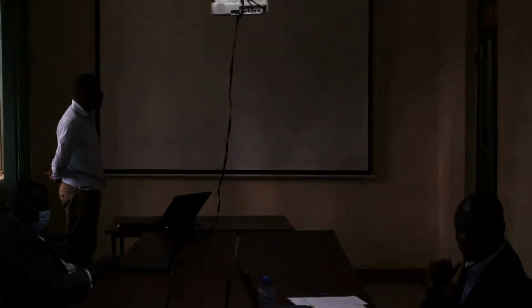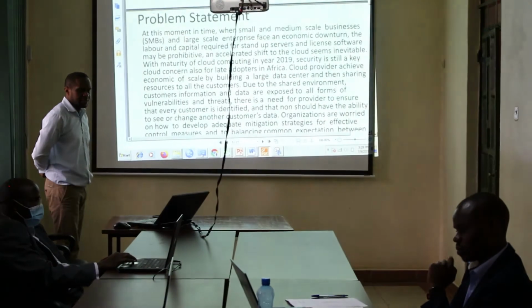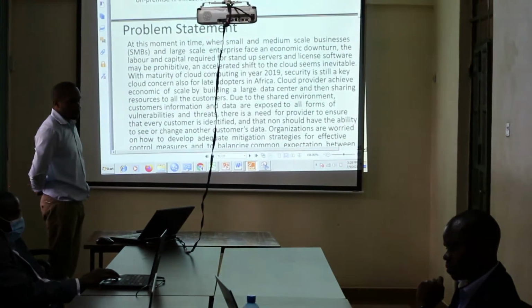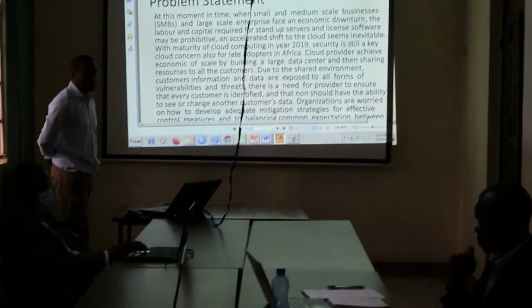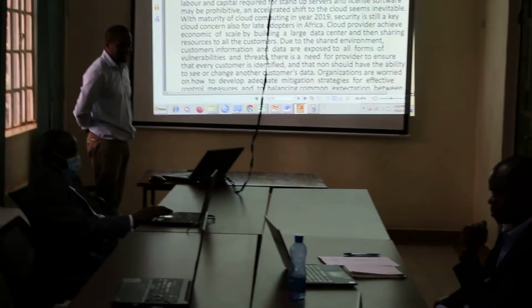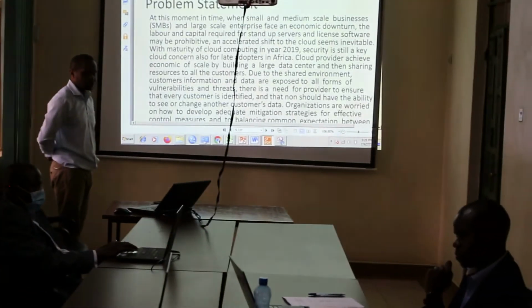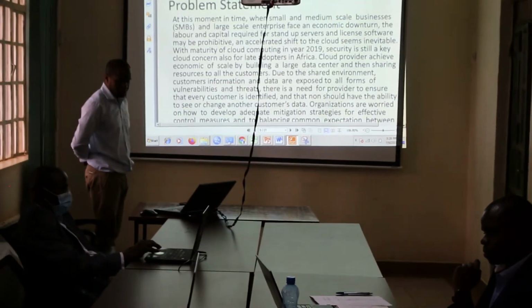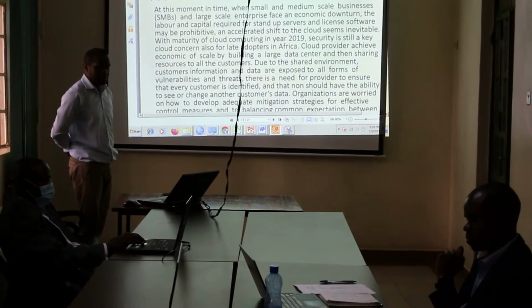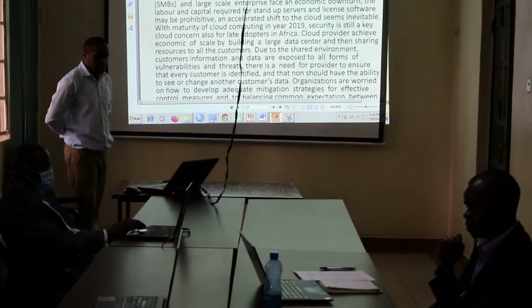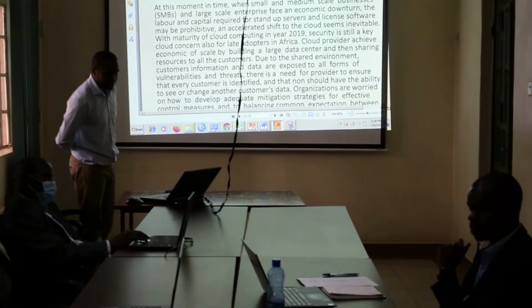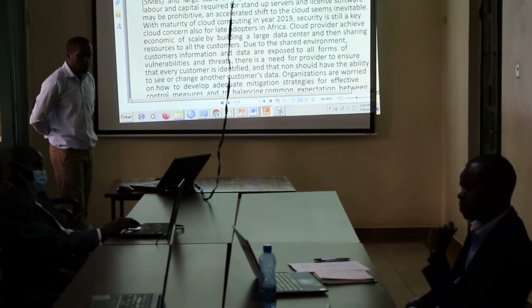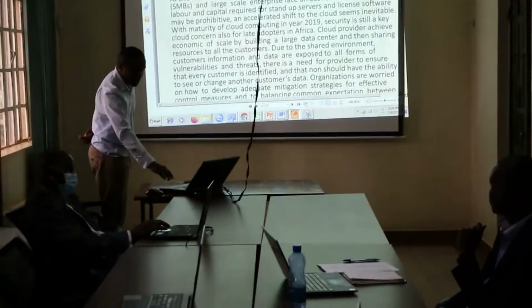Cloud providers achieve economies of scale by building a large data center and then sharing resources to all the customers. Due to the shared environment, customers' information and data are exposed to all forms of vulnerabilities and threats.